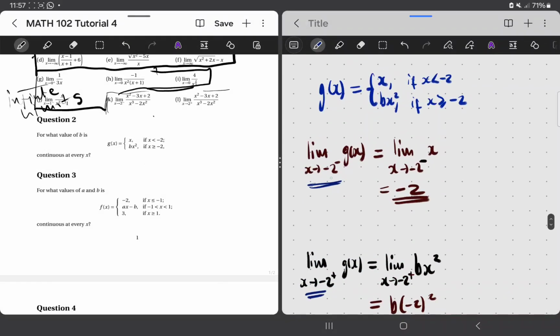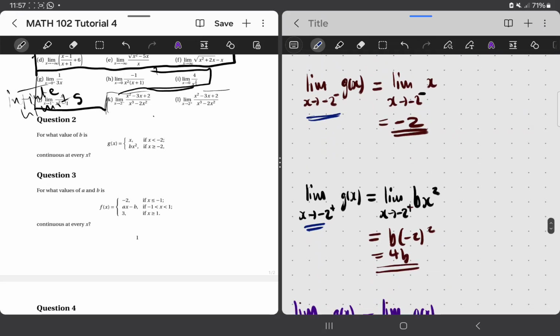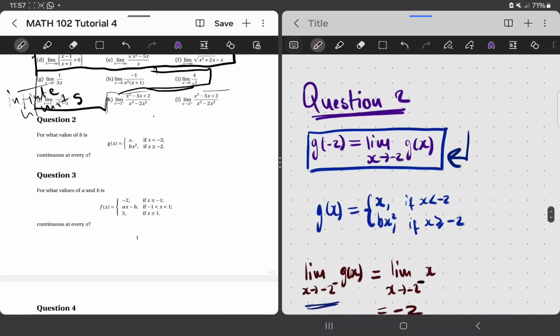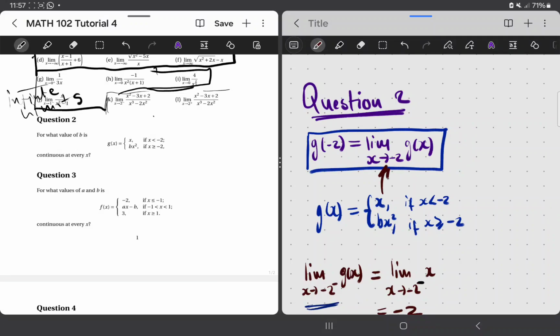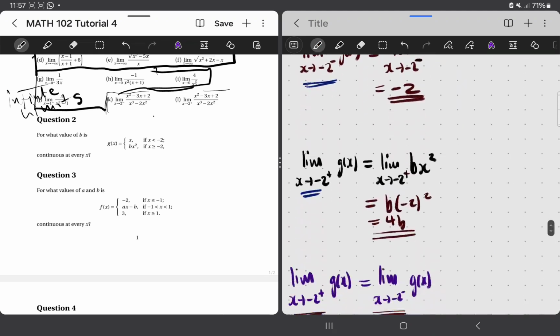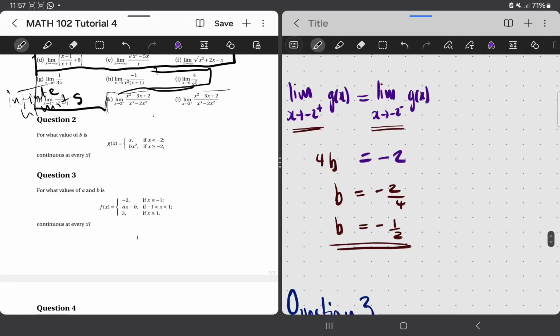The limit as x approaches negative 2 from the left should be equal to the limit as x approaches negative 2 from the right. The limits should be equal, because if they're equal, then we know that this limit here would exist. And if this limit exists, then we've done that one thing already, and it helps us to find b. There's only one value of b that makes the limit exist, which is what makes it continuous. All right, so that's what happens.